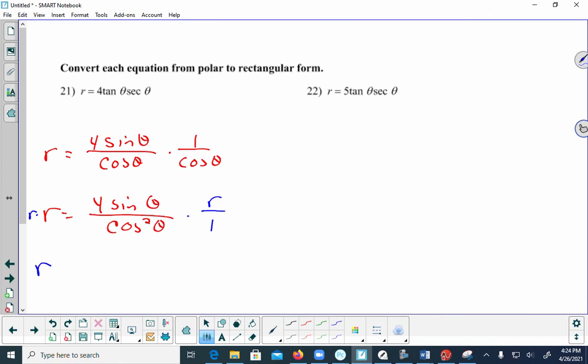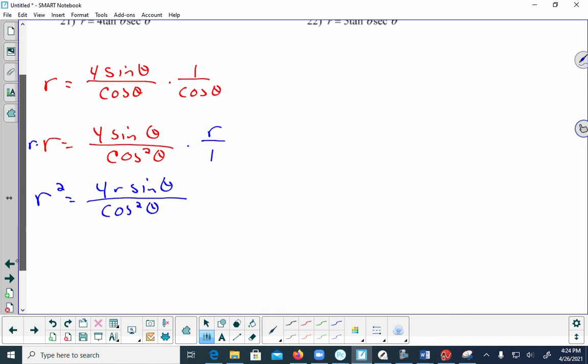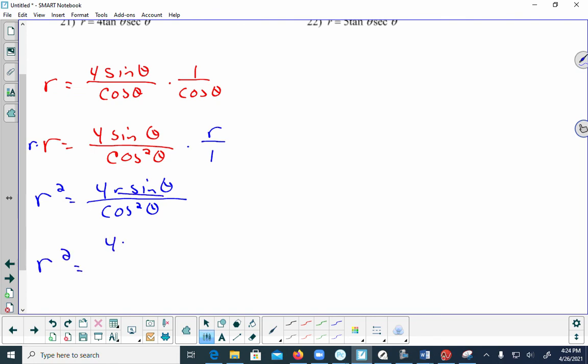So this will be r squared is equal to 4r sine theta, and the r only goes in the numerator, not the denominator, over cosine squared theta. Well, I'm going to take my time doing this one. I'm going to have r squared is equal to, this r sine theta will be y, so I'm going to write 4y over cosine squared theta.